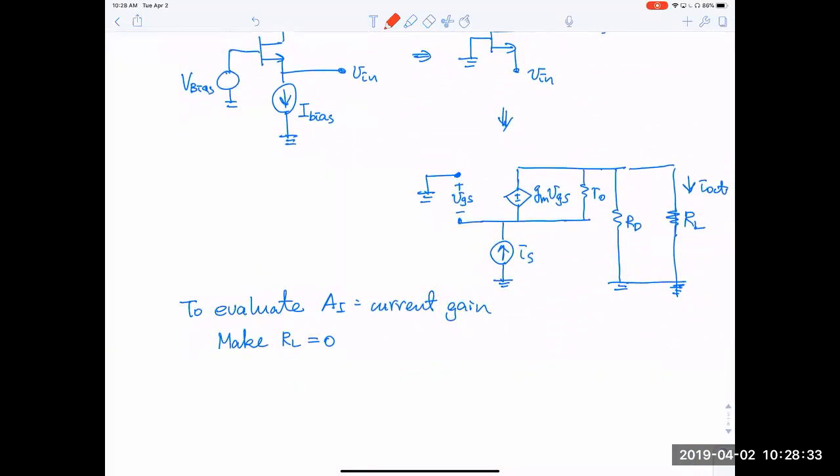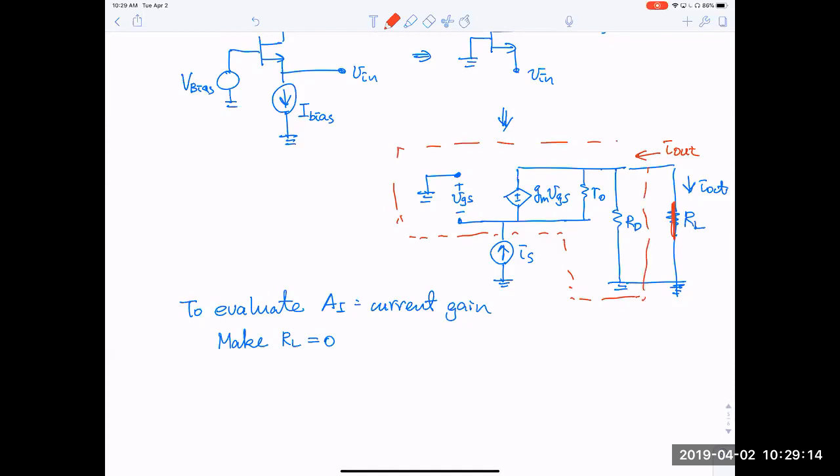Okay, make RL go to 0. So now this is a short circuit here, right? And we really want to know what the current I out is that flows through here. By the convention of the two-port circuit, the current flows into the amplifier. That's why I draw the direction of the current to be flowing into the two-port circuit. So exactly where is the two-port circuit? The two-port circuit is everything, including here.